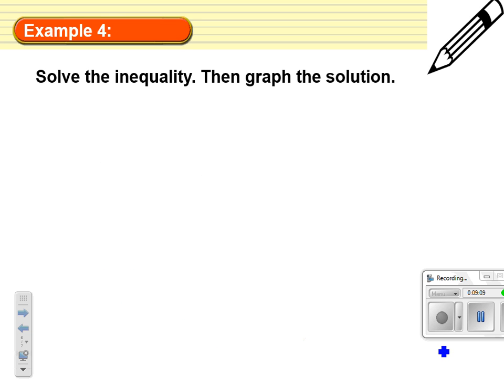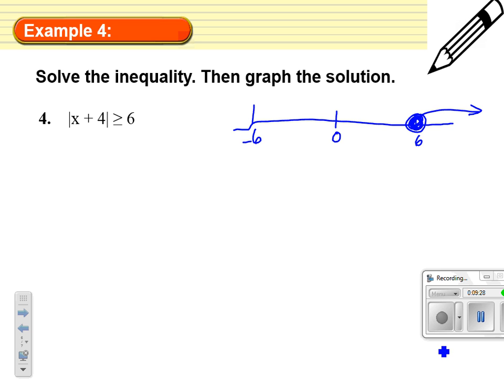Okay, let's try another one, just because I messed you up on that last one. So absolute value of x plus 4 is greater than or equal to 6. So greater, again, greater. Here's 0, here's 6. It has to be greater than 6 or equal to, so it's a closed circle. And then it has to be greater on the other side. Well, greater is actually less than. So I have an or again.